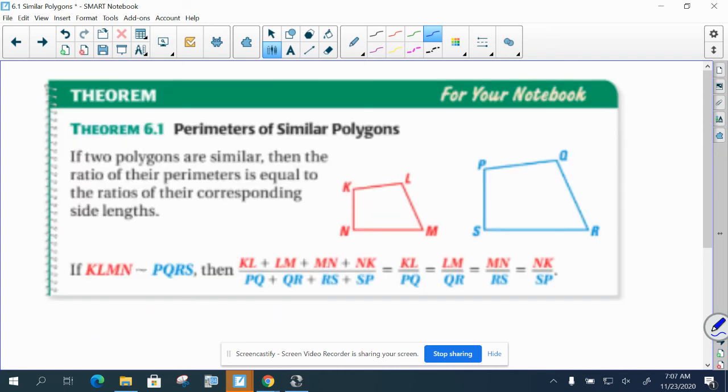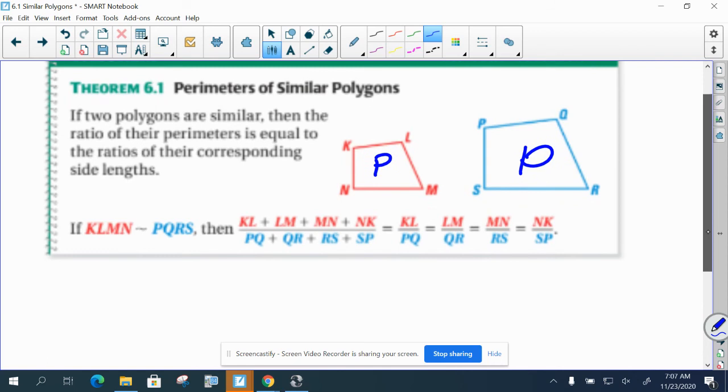All right, now we're going to take a moment to talk about perimeters of similar polygons. If two polygons are similar, then the ratio of their perimeters is equal to the ratio of their corresponding side lengths. So basically, if you were to find the perimeter of this triangle and the perimeter of that triangle and divide them, then it would be equal to just the ratio of one side length to the other side length.